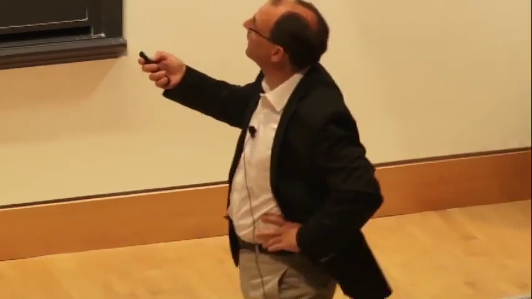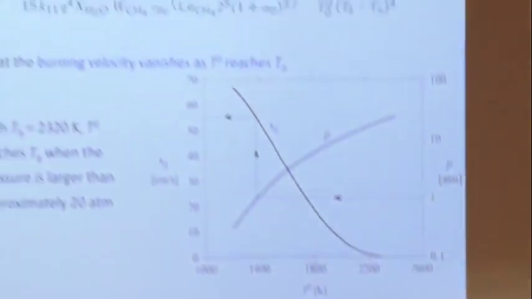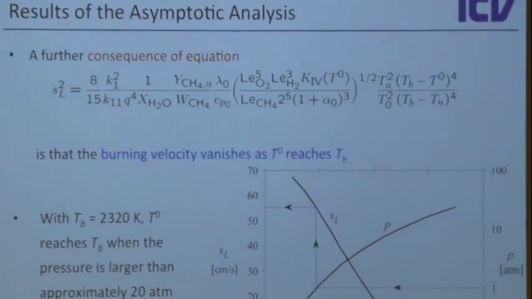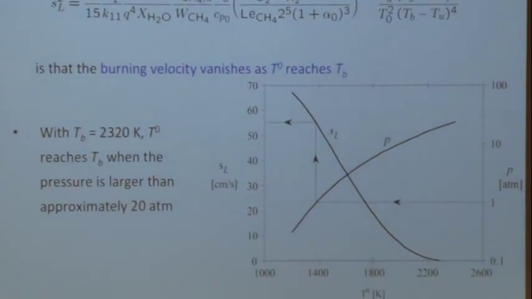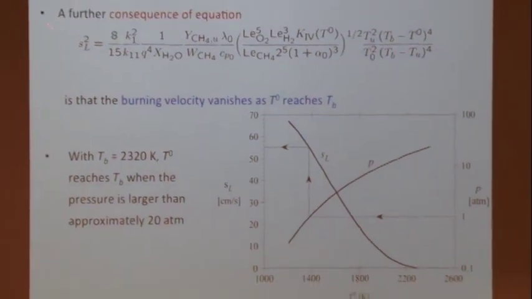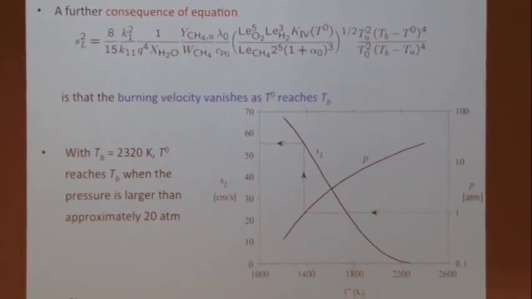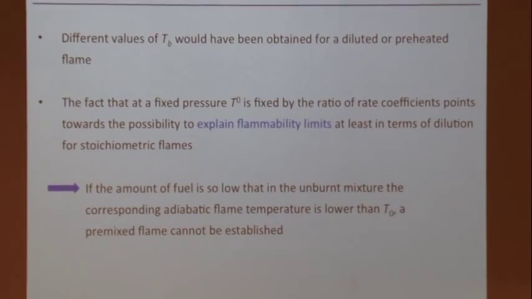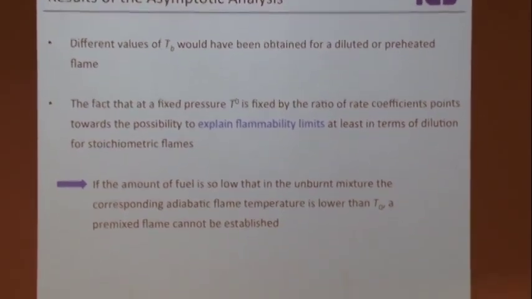But here, you see a kinetic effect. As soon as you dilute this enough, this is equal to T naught, then chain breaking becomes fast, the whole flame extinguishes, and SL is 0. So that's one interesting outcome of this, and this maybe could explain flammability limits. This explains why you can't have a burning velocity for equivalence ratio smaller than some critical value. Okay?